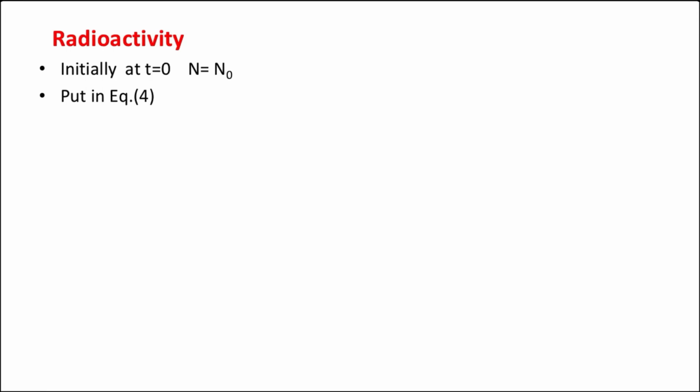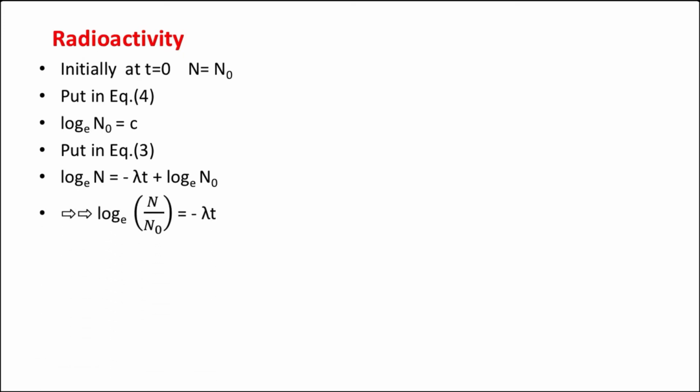What was our initial condition? Initially at time t equal to 0, the total number of particles is equal to N0. So at t equal to 0, N is equal to N0. Put this in equation 4 and I get log to the base e of N0 equal to c. So we have obtained the value of c. Put it in equation 3. So log to the base e of N is equal to minus lambda into t plus log to the base e N0. If I rearrange the terms, I get log to the base e of N upon N0 is equal to minus lambda into t.